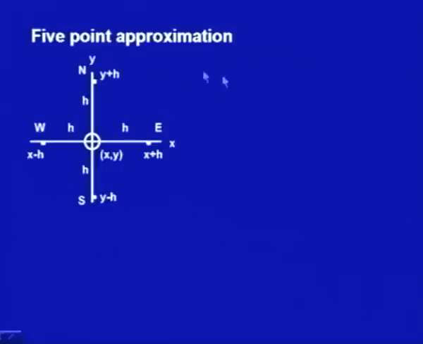This 5-point approximation we are using for our Laplace equation. If it is a Poisson equation, then the right hand side is not 0, rather it would be some h square f x y. So for both of these we would be using this 5-point approximation.